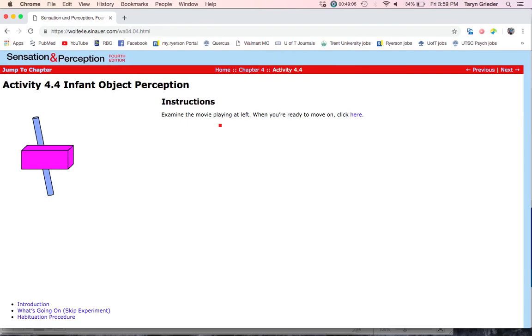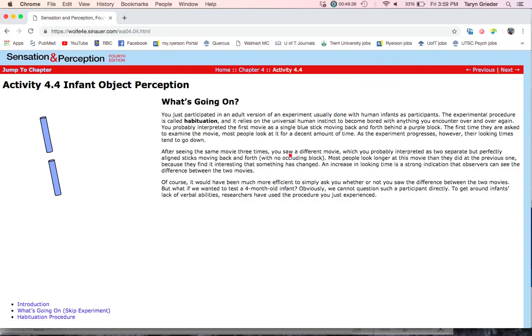Okay, now this is just a little activity to do quickly. Look at the little movie playing here. And when you're ready to move on, I'll click. Good. Now click here. Now look at it again. Okay. Now look at it again. Now look at it. Ooh, tricky. Okay, so you just participated in an experiment that's usually done with babies.